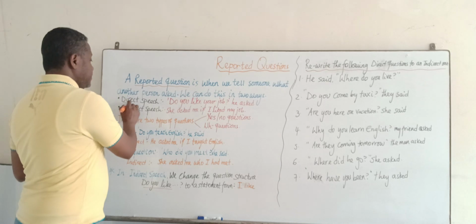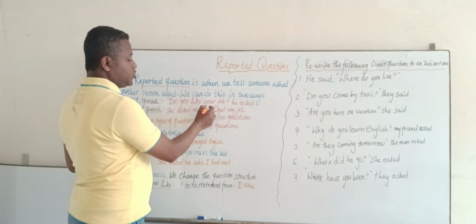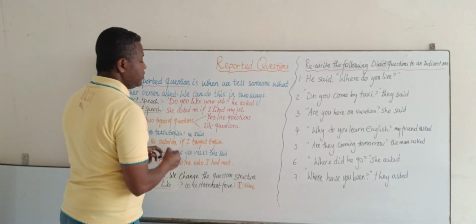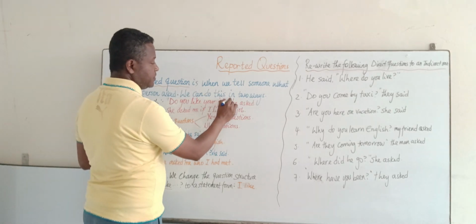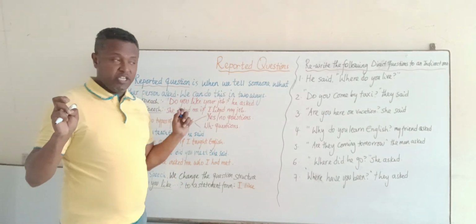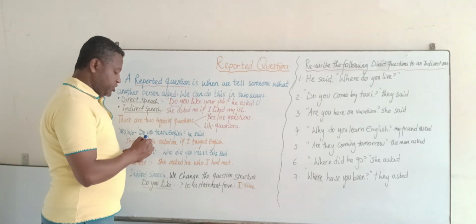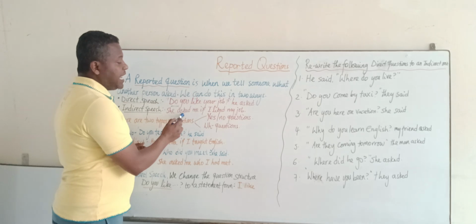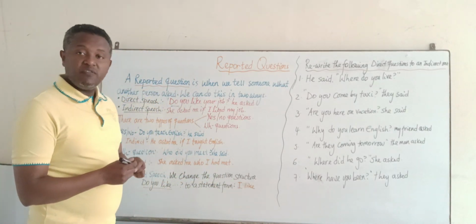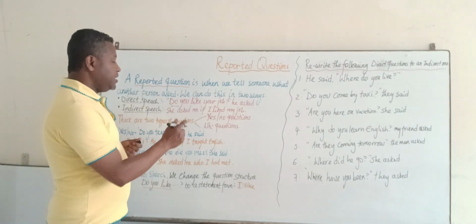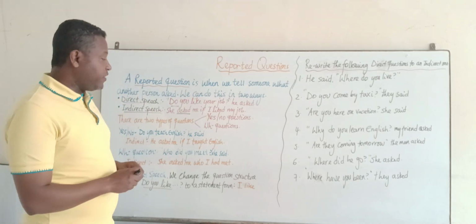So generally there is a direct speech question and indirect speech. For example, do you like your job? This is a direct question, because it is in quotation marks. When you report this question, it becomes, she asked me if I liked my job.